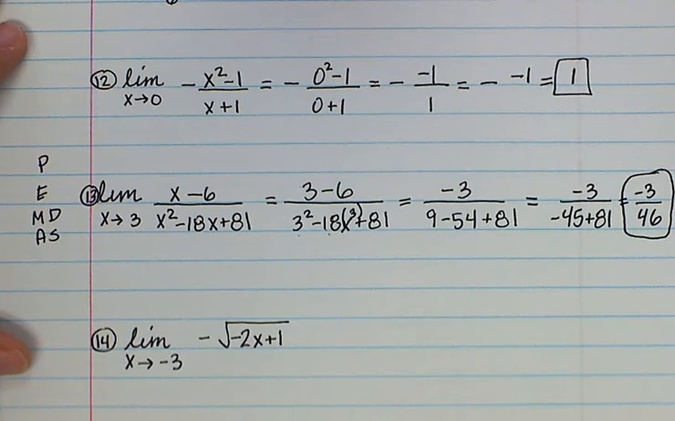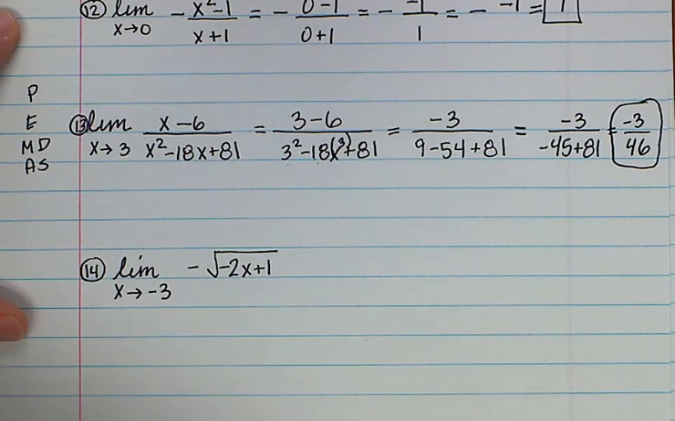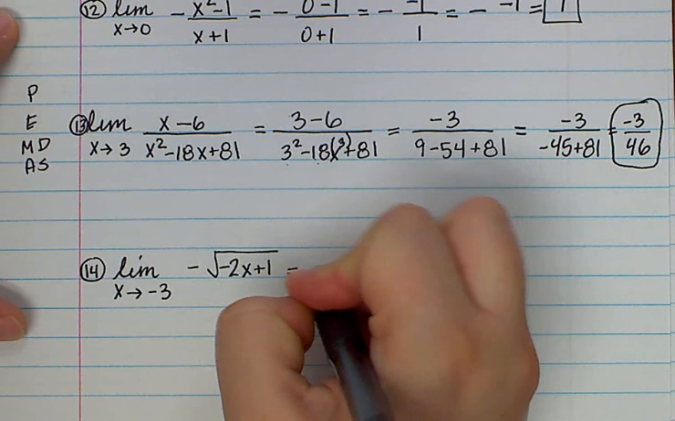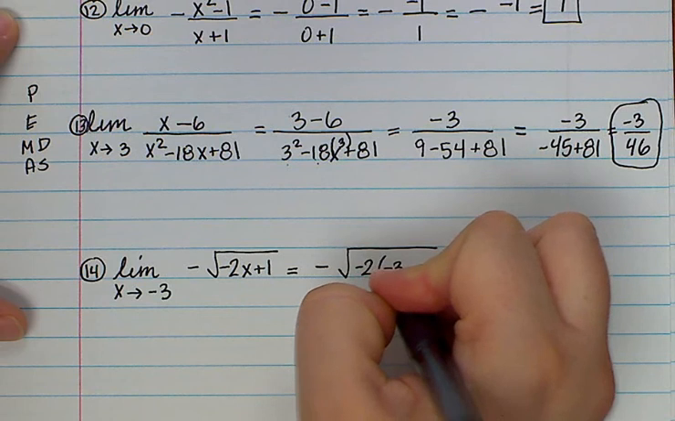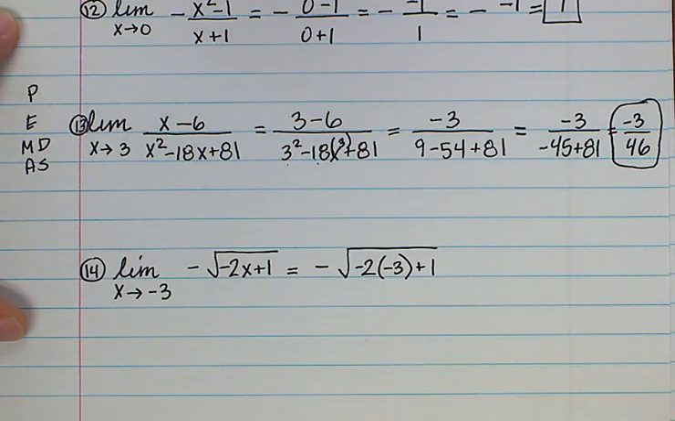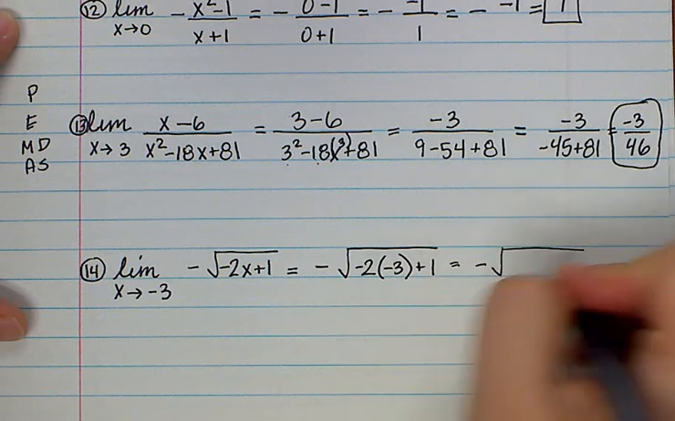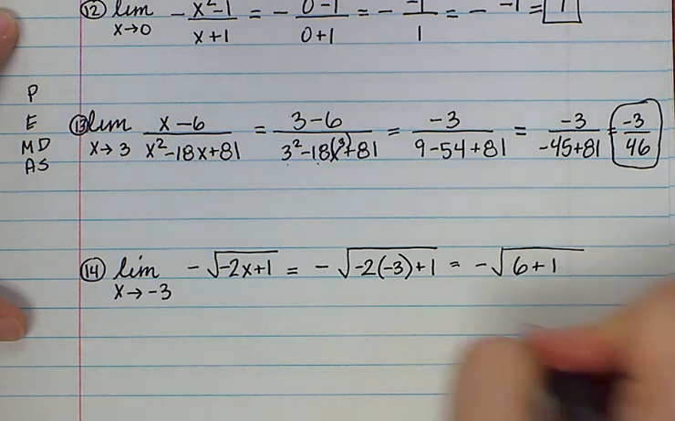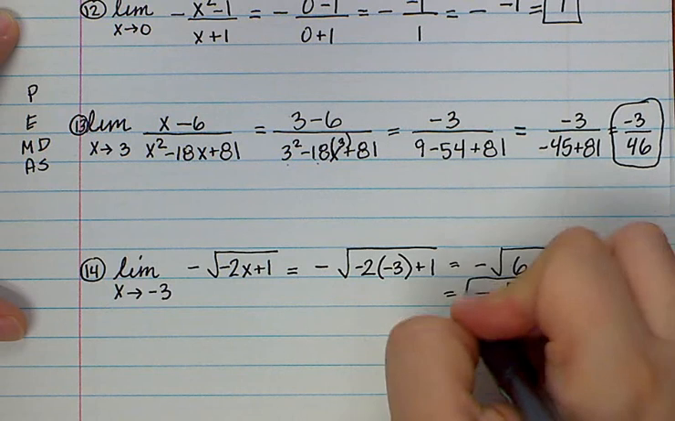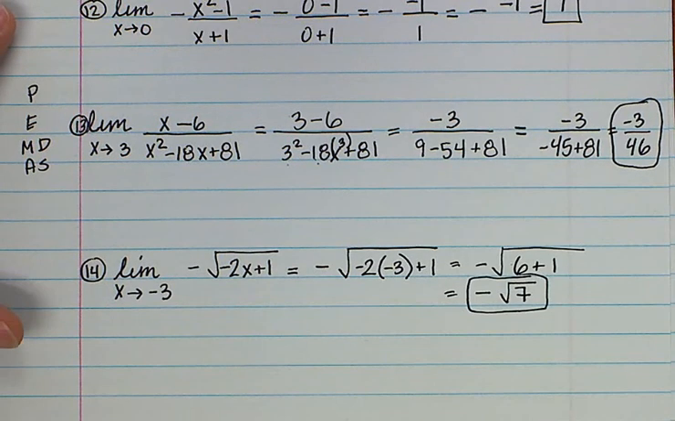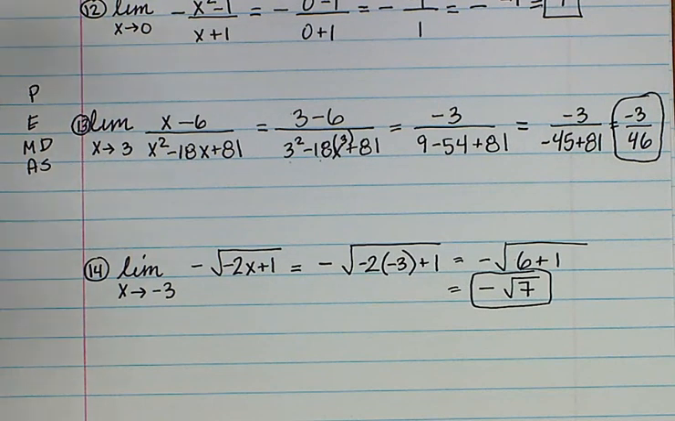Alright, 14, last one for this video. Let's try direct substitution. So I have negative of the square root of negative 2 multiplied by negative 3 plus 1. Negative 2 times negative 3 equals positive 6. Plus 1 equals positive 7. And that's as good as it gets. Better to leave it as the negative square root of positive 7 rather than get some ugly decimal that doesn't mean as much to me.